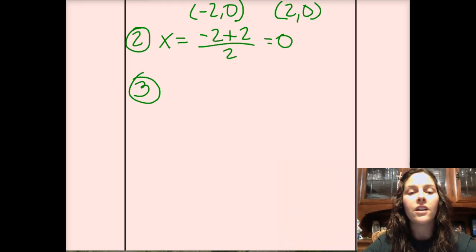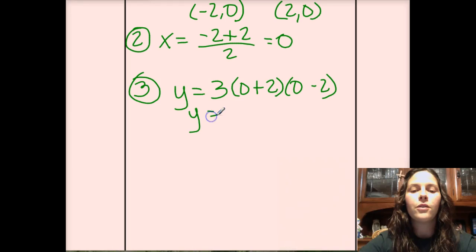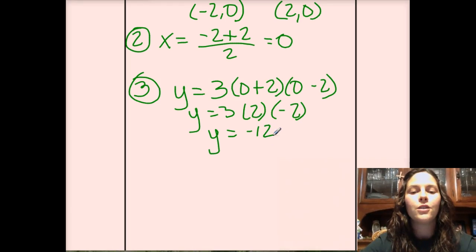In order to finish finding our vertex, we substitute 0, the x value we just found, back into our equation for x, and we'll solve for y. So on this one, we have 3 times 2 times -2, which gives us a y-coordinate for our vertex of -12. So our vertex was, we got 0 for x, solved and got -12 for y.